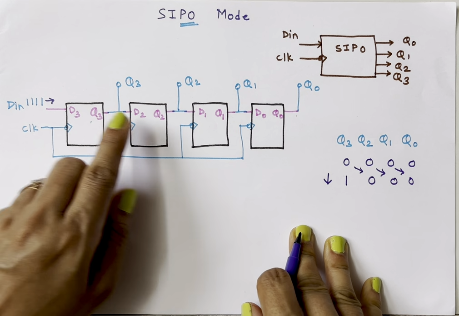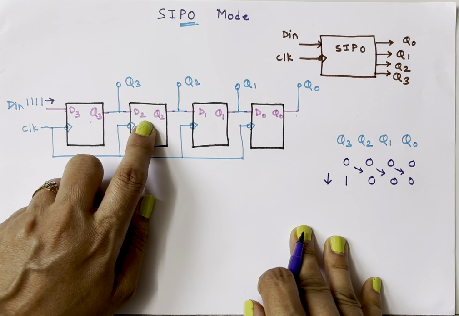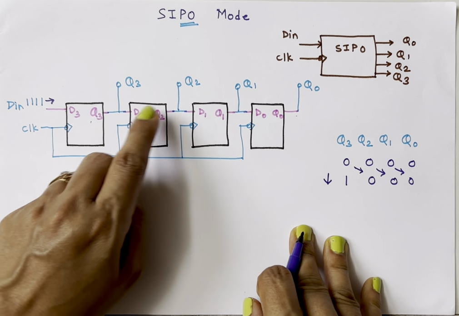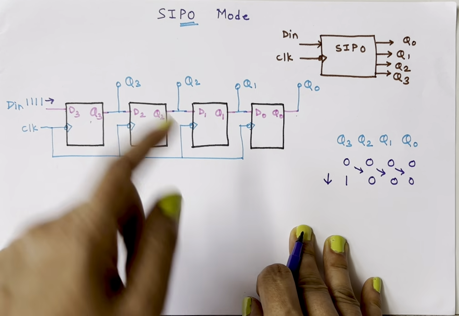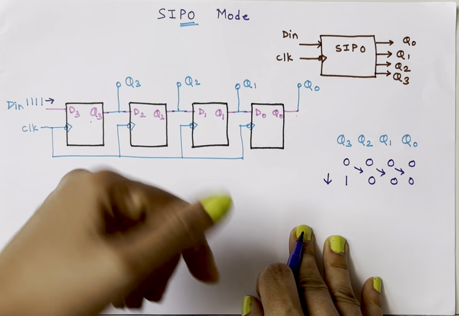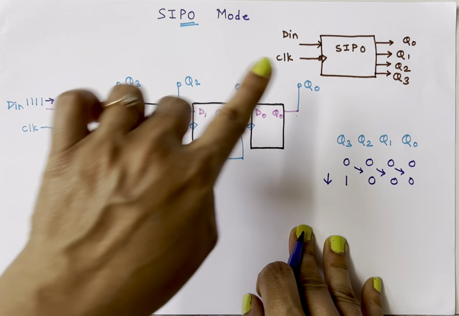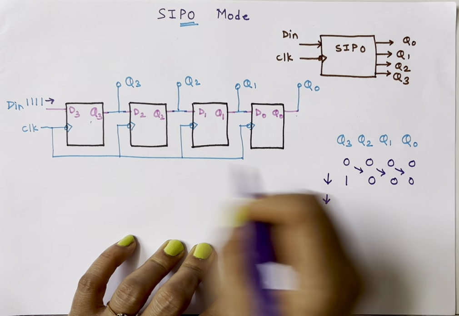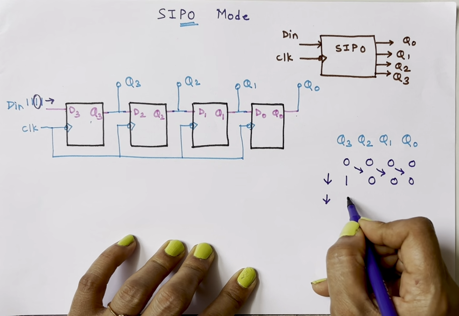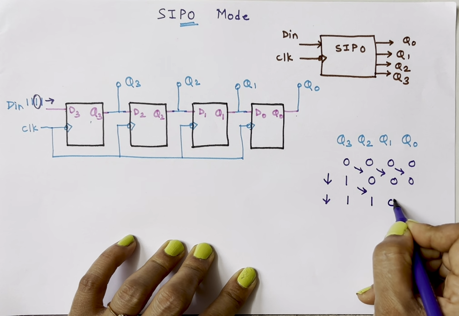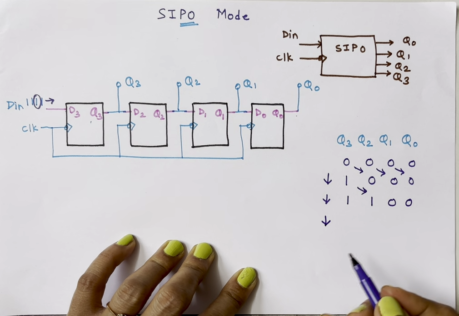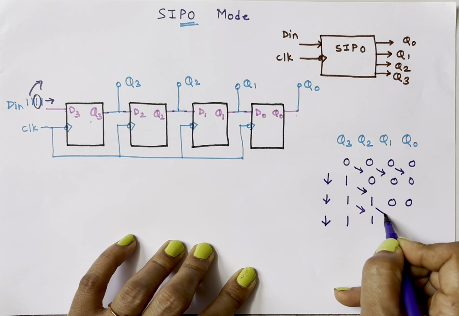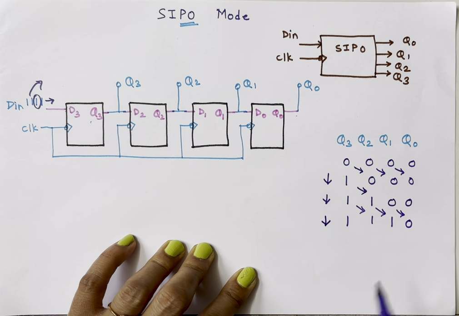See, Q3 is acting as input to the second flip-flop. So whichever data is present at Q3 will act as data input to the second flip-flop, and the same will come to Q2 after 1 clock cycle. Similarly, Q2 is connected to D1. So after 1 clock cycle, data present at D1 will come to Q1. Similarly, after 1 more clock cycle, this second bit will come inside. And this one will come here. So 1, 1, 0, 0. After 1 more clock cycle, the third bit will come. So 1, and this one will come here, this one will come here, and this 0 will come here.